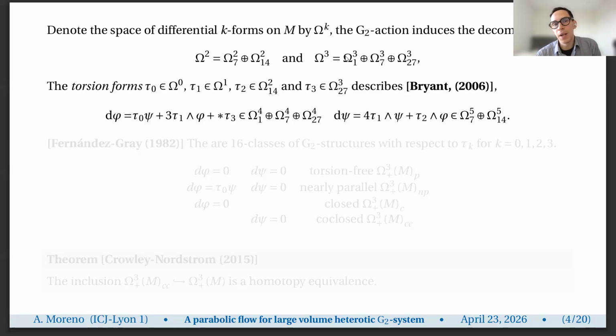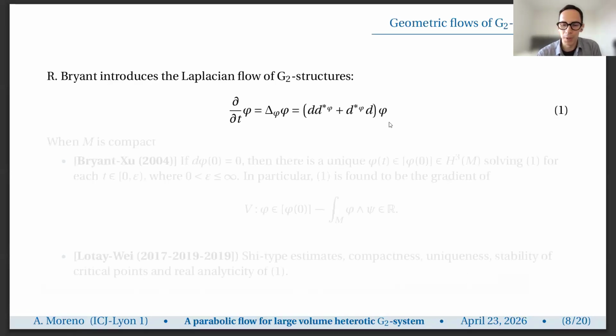You get all the other spaces of k-forms just by the Hodge star operator. With this decomposition, you can define the torsion forms, which are basically each of the components of the exterior derivative of phi and the exterior derivative of psi in each irreducible component. So you have tau 0, tau 1, tau 3, and tau 2.